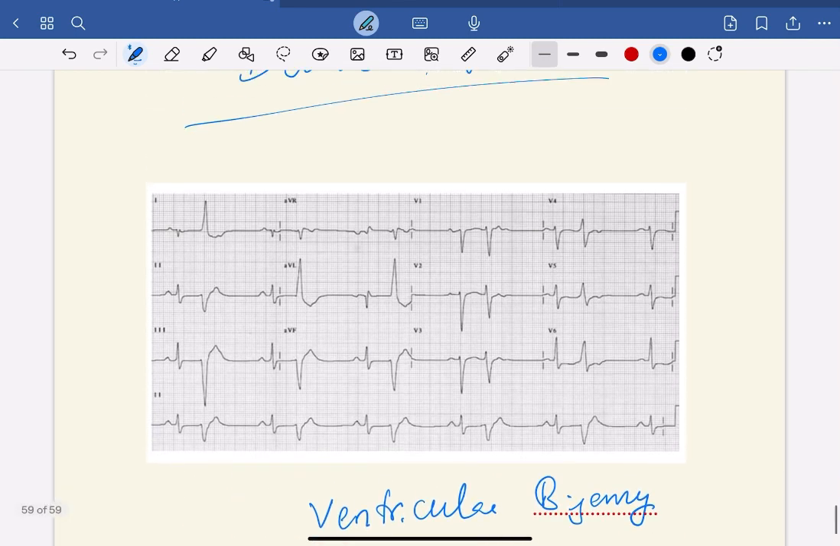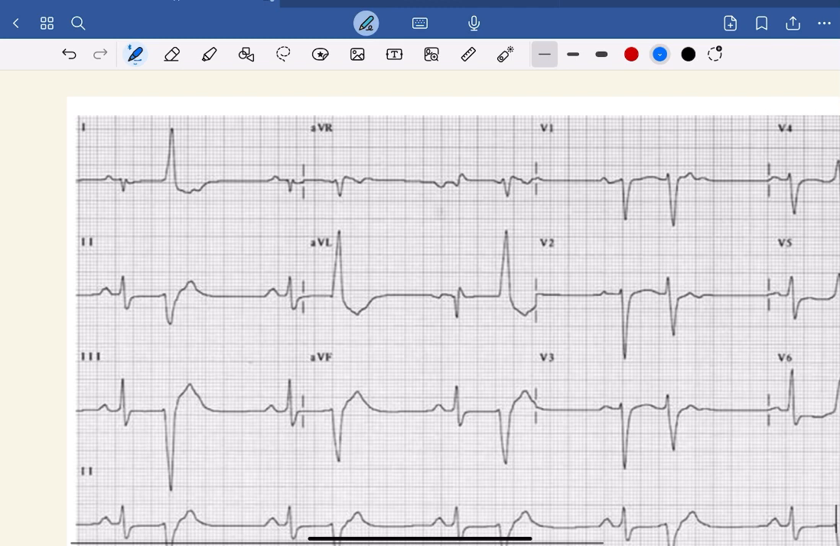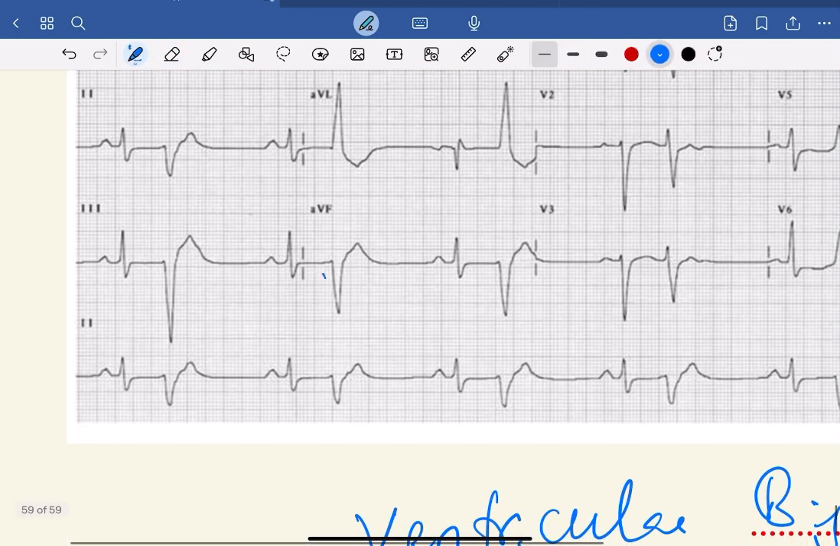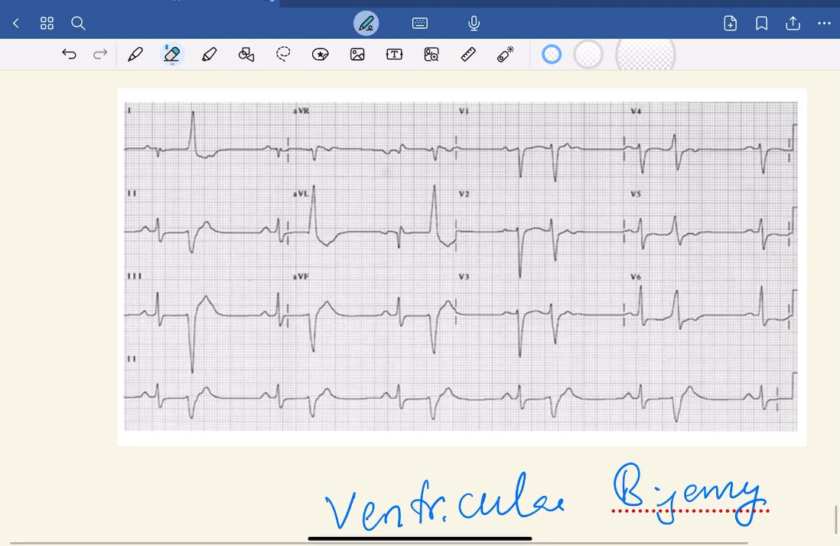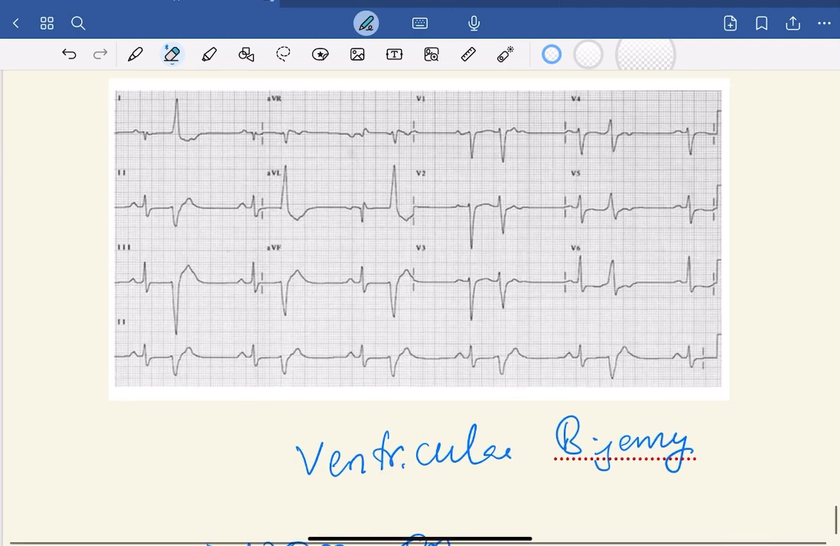So here you see, these are your PVCs. There is no P wave, and these QRSs are wide, more than 3 boxes, and these ST-T wave changes, ST depression and T wave inversion, are opposite to the direction of the QRS. See, in this the QRS is downwards, but the ST-T wave changes are upwards, opposite to that of the QRS. So these are PVCs. Every second beat is a PVC, so it's called ventricular bigeminy.